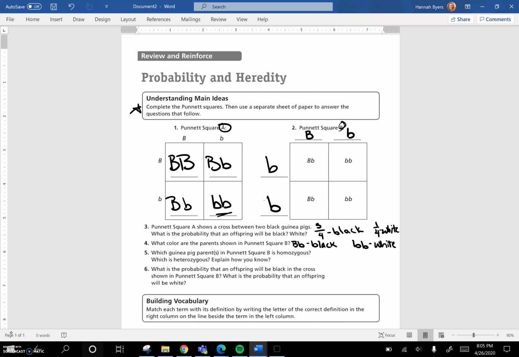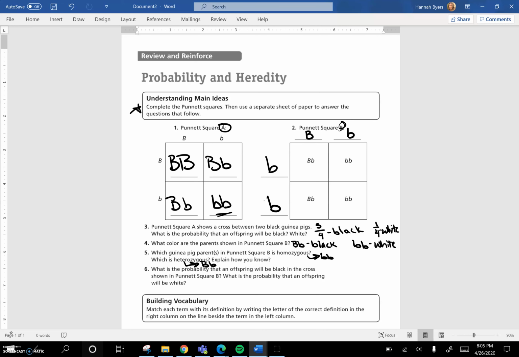Which guinea pig parent in Punnett square B is homozygous and which is heterozygous? So homo, that prefix means same. So the parent that is homozygous is going to be lowercase b, and the parent that is heterozygous is going to be the capital and the lowercase because they have 2 different alleles.